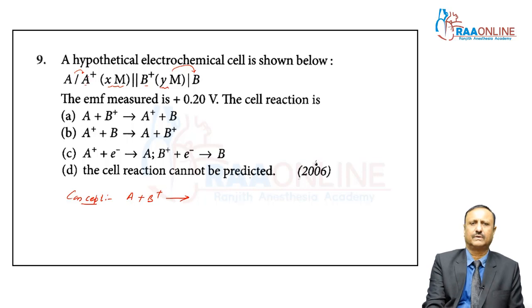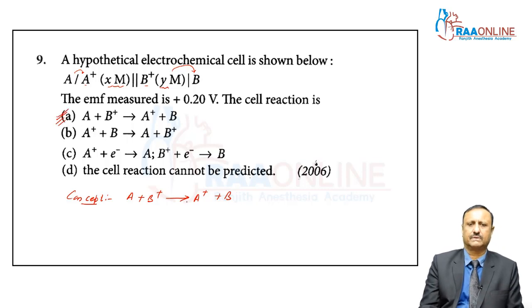After this arrow, it is converted to A plus, and in this way B plus is converted to B, and this is the reaction, my dear students. A plus B plus gives A plus B, and for question number 9 you can get the answer A. It is a very simple question.